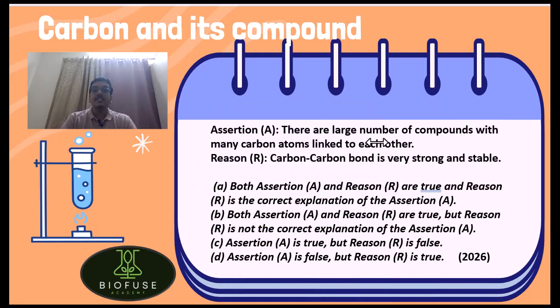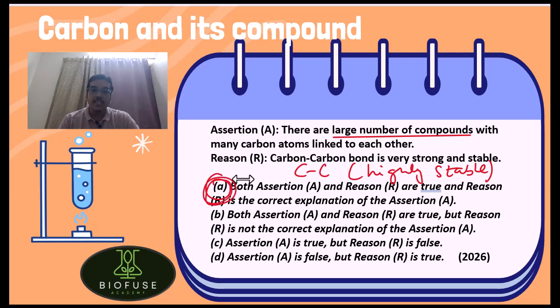We'll go for the next assertion and reason type question. So assertion la enna kuduthirukanga, there are large number of compounds with many carbon atoms linked to each other. Reason for that is carbon carbon bond is very strong and stable. Of course, this is true. Yenna carbon compounds, there are around 2 million to 3 million carbon compounds in nature. So there are actually very large number of compounds. Why is it formed? Because CC bond is highly stable, because it is strong. So both assertion and reason are true, and the reason is the correct explanation for assertion. So option A, and that is why we are choosing option A.